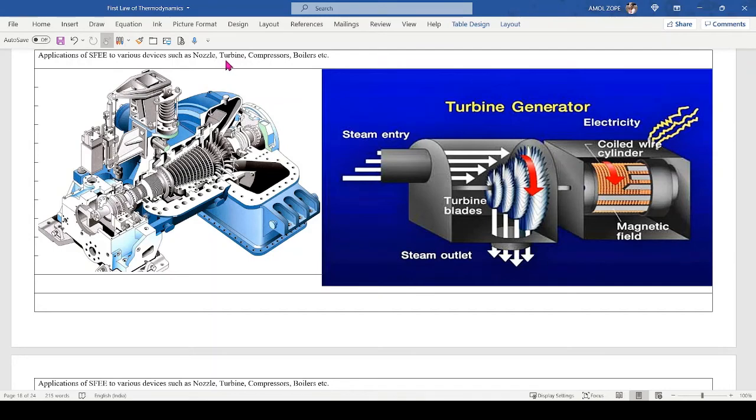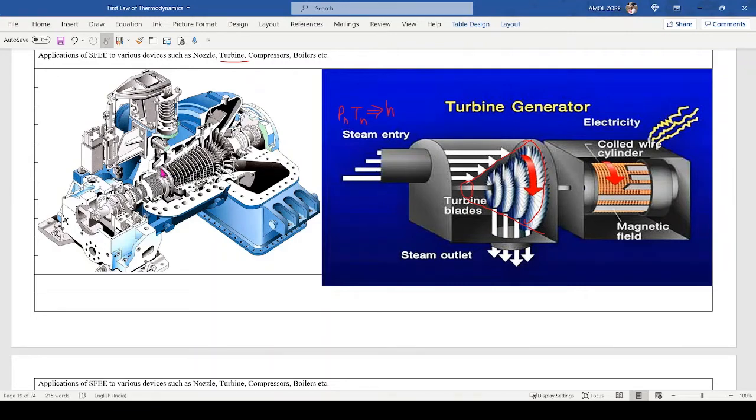Let us see another application, say a turbine. So basically what is a turbine? Let us say there is a high pressure, high temperature steam. High pressure and temperature means the enthalpy will be high. So that steam will pass through an expanding portion. Look at this portion, this is an expanding portion.